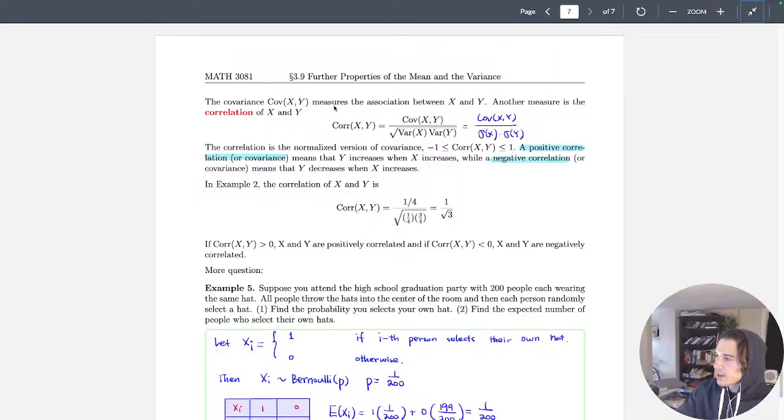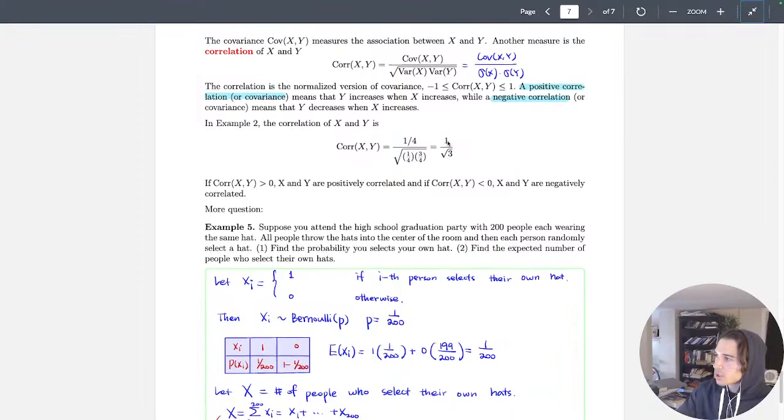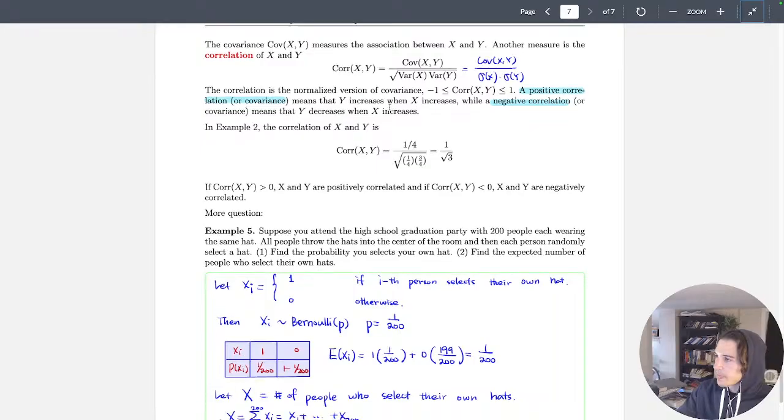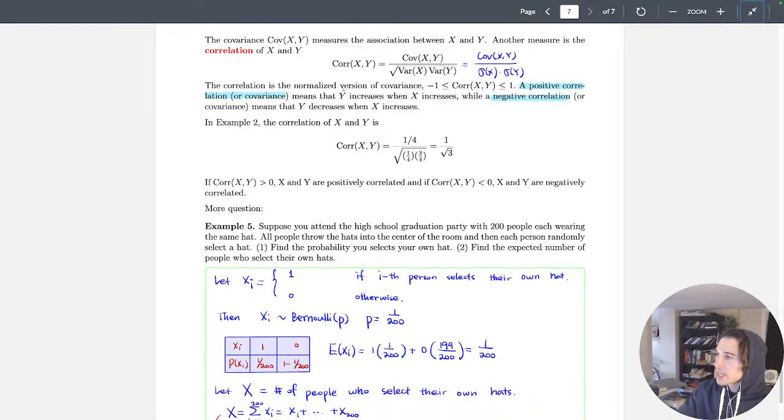Covariance, and then there's the correlation, which is the covariance over the square root of the variance of x times the variance of y, which could also be phrased as the covariance of x and y over the standard deviation of x times the standard deviation of y. That is the correlation of x and y. The correlation is the normalized version of covariance. A positive correlation or covariance means that y increases when x increases, while a negative correlation means that y decreases when x increases.